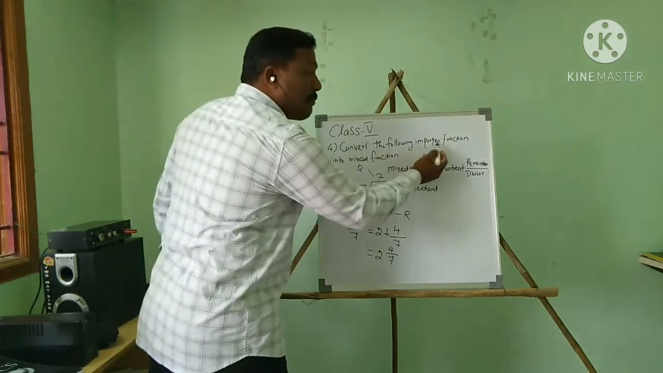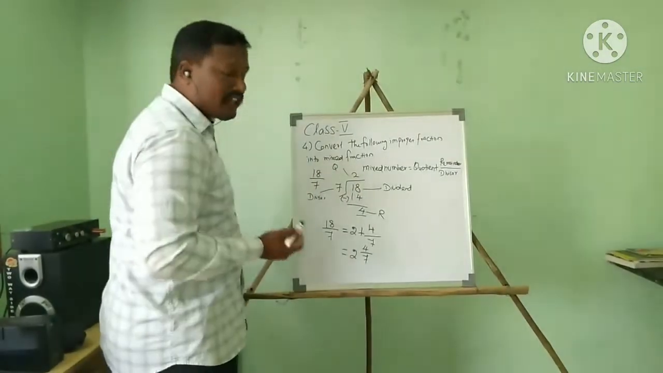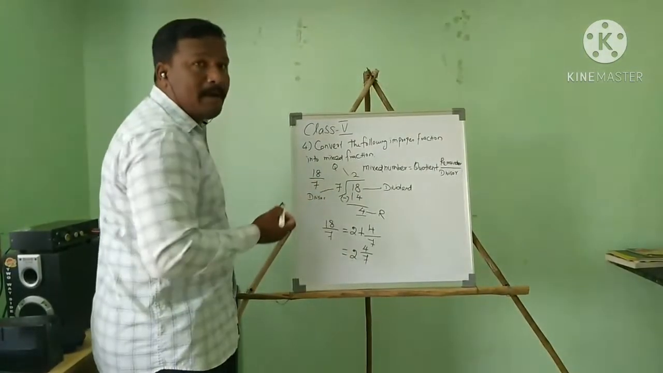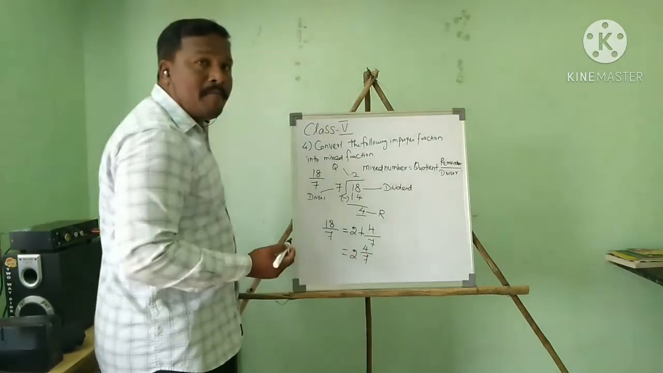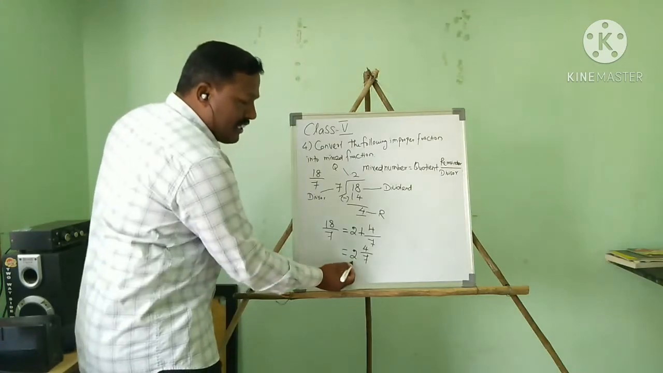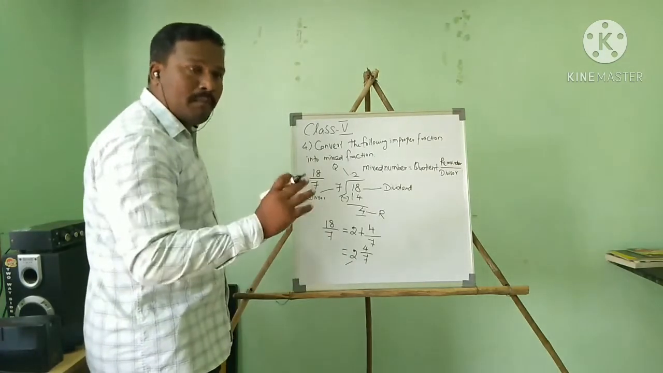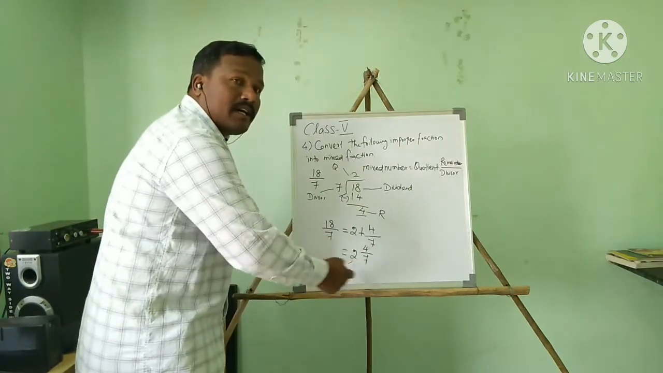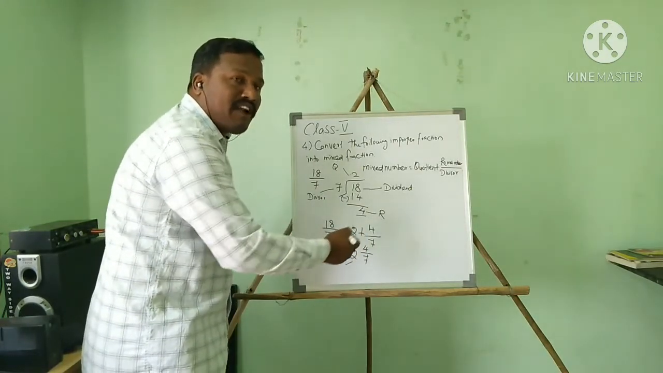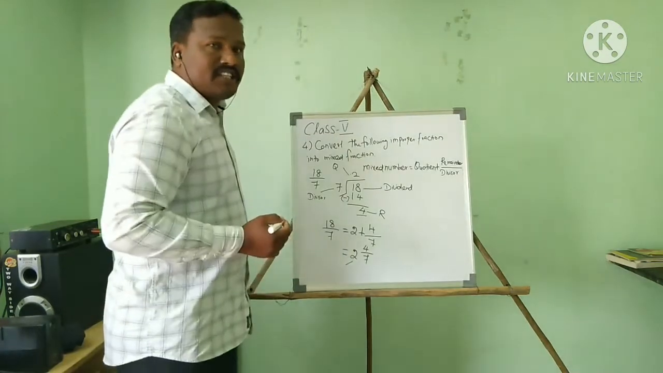Convert the following improper fraction into a mixed fraction. So 18 by 7 is the improper fraction, you know very well. Now 2 into 4 by 7 is the mixed fraction, because 2 is the natural number, which means whole number, and 4 by 7 is the fraction. A fraction made of a natural number together with a fraction is called a mixed fraction.